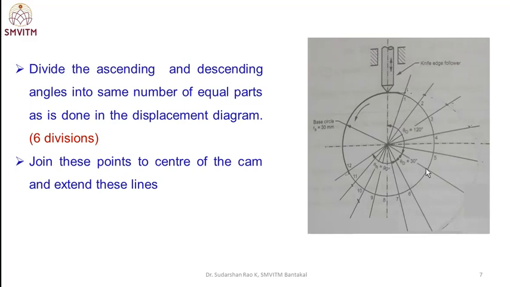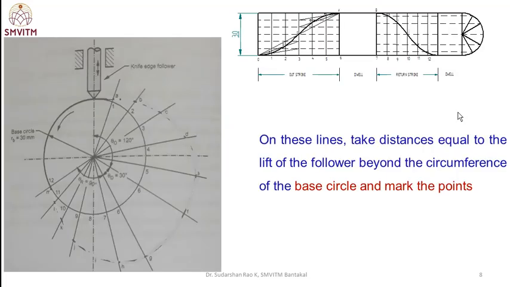Then join these points to the center of the cam, and extend these lines. So it is a knife edge follower, and it is not offset. It is inline. The cam and the follower are in the same line.